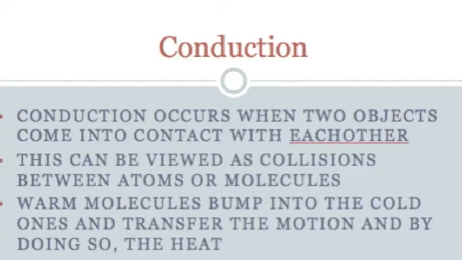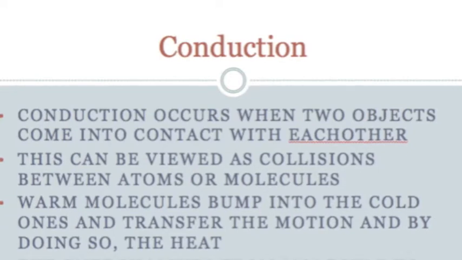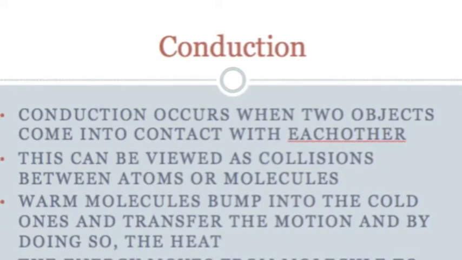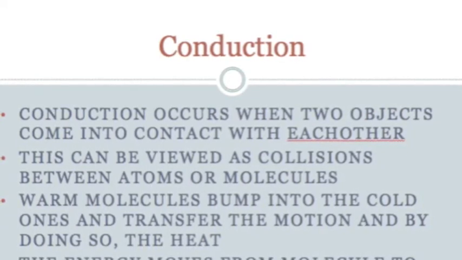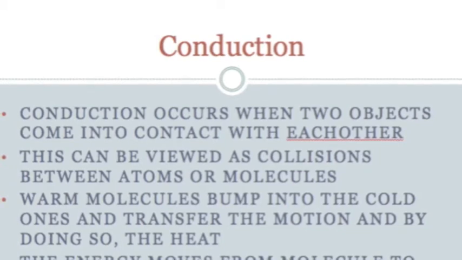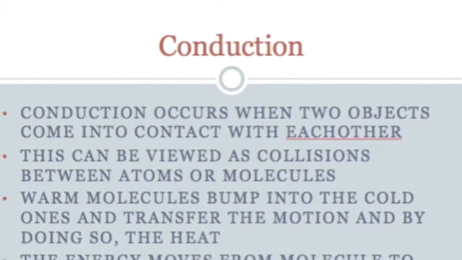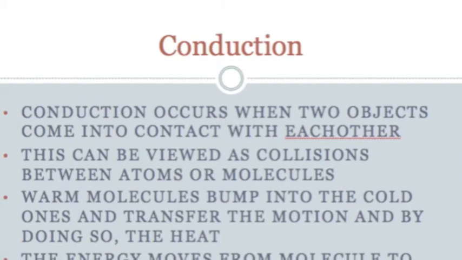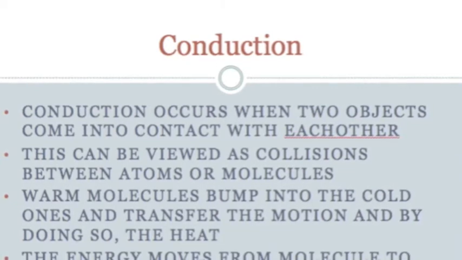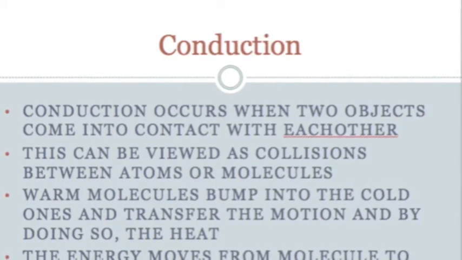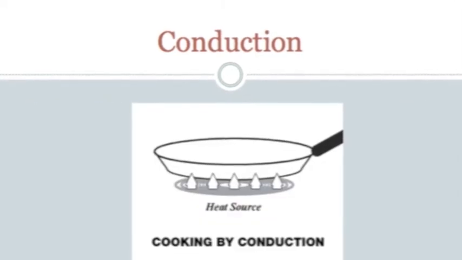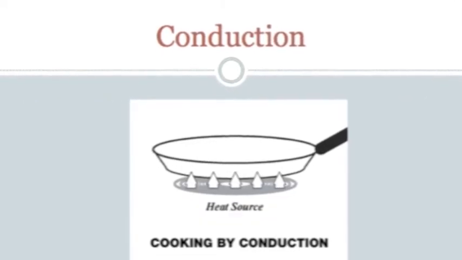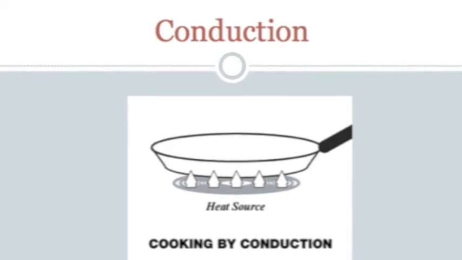So there you have it. Conduction, convection, and radiation. Conduction occurs when two objects come into contact with each other. This can be viewed as collisions between atoms or molecules. Warm molecules bump into the cold ones and transfer the motion, and by doing so, the heat. The energy moves from molecule to molecule. So, the heat source in this situation is the stove, and it touches the pan.